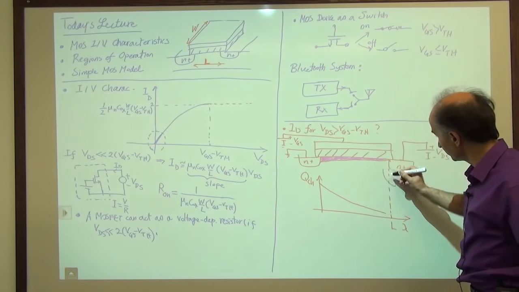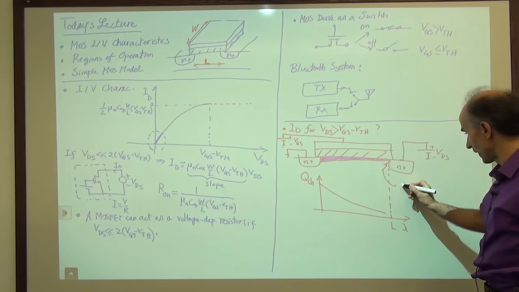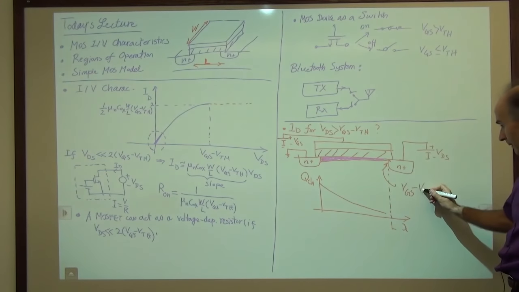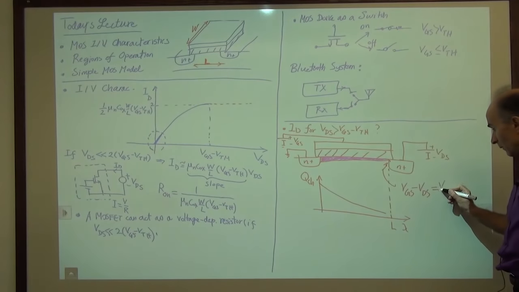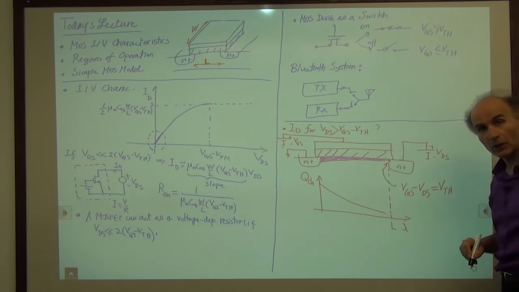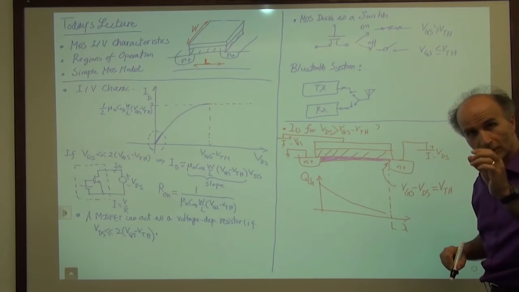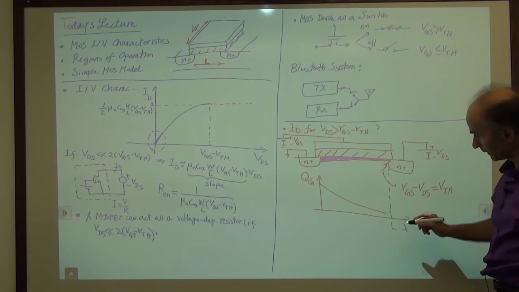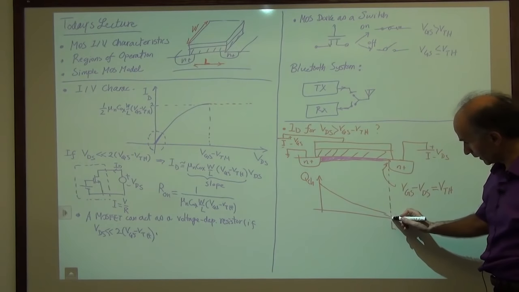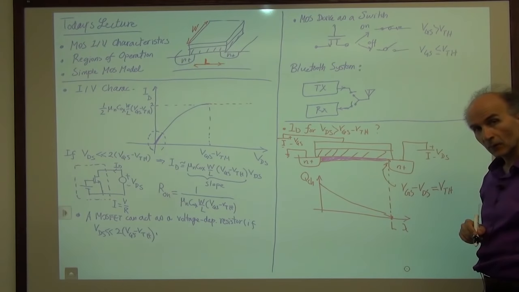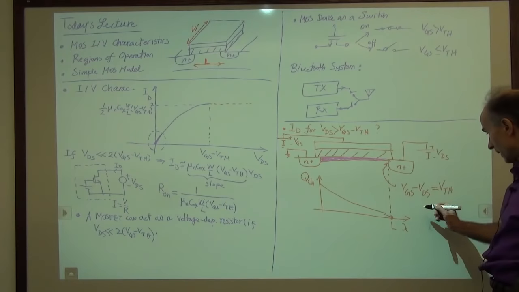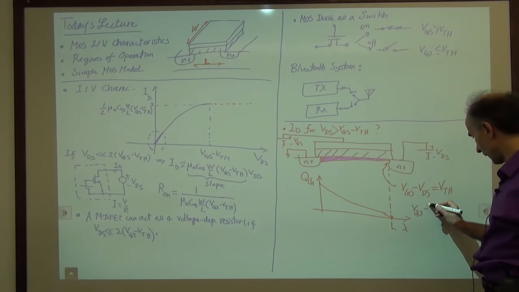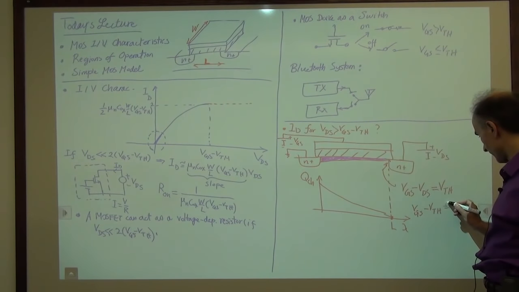So if right here, this voltage, which is VGS, minus this voltage, which is VDS, happens to be one threshold, then we are right on the edge, meaning that we have maybe one electron, two electrons, but not many, right? Approximately speaking. So at that point, if this condition holds, then this charge density drops to zero here. Okay? All right, so that's what it is. Now we write this actually in a different form. We say VGS minus VTH equals VDS.